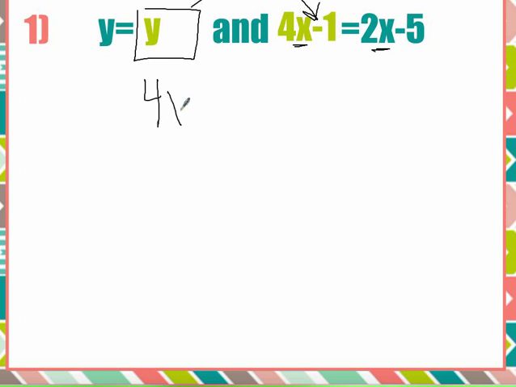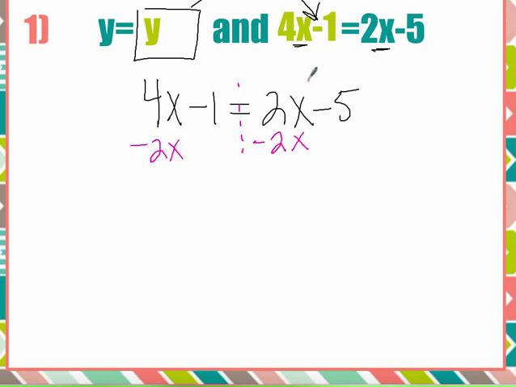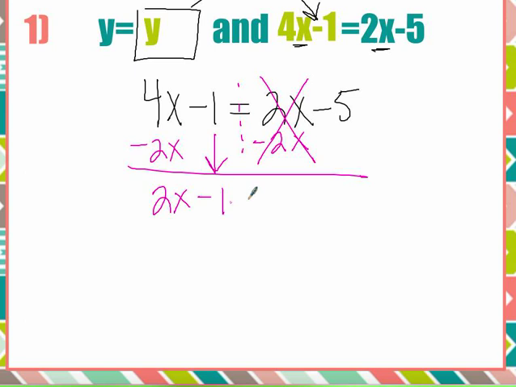So I'm going to work 4x minus 1 equals 2x minus 5. Think way back when we were starting to solve equations, I've got variables on both sides, and I want to try and get them together. Usually we move the smaller coefficient. Since 2x is positive, I would need to minus it from both sides. Cancels out over here. 4x minus 2x leaves us with 2x. Bring down the minus 1 equals negative 5.